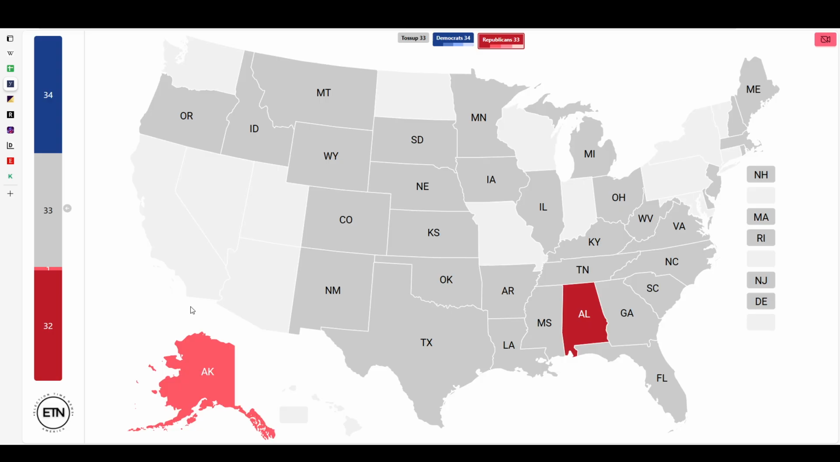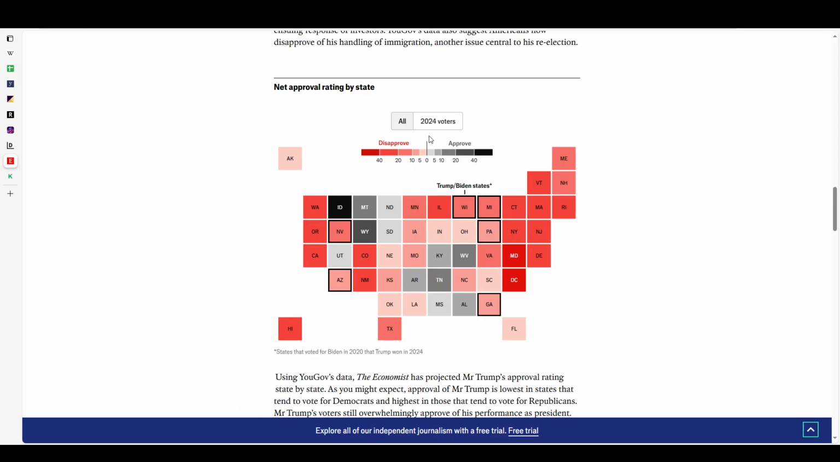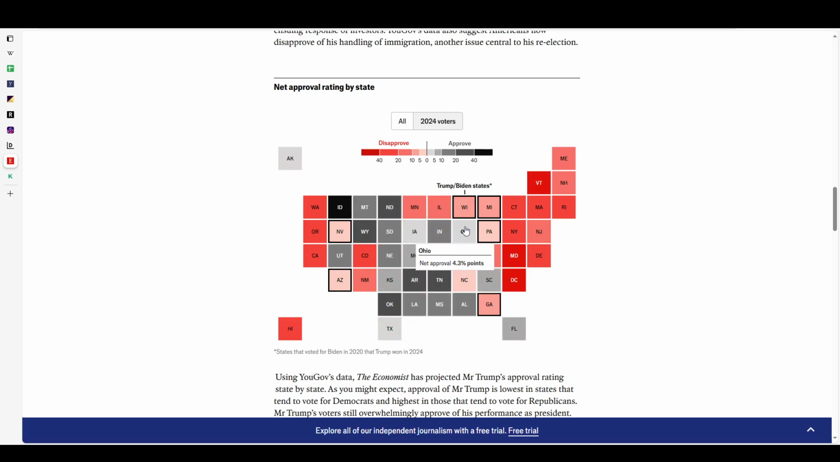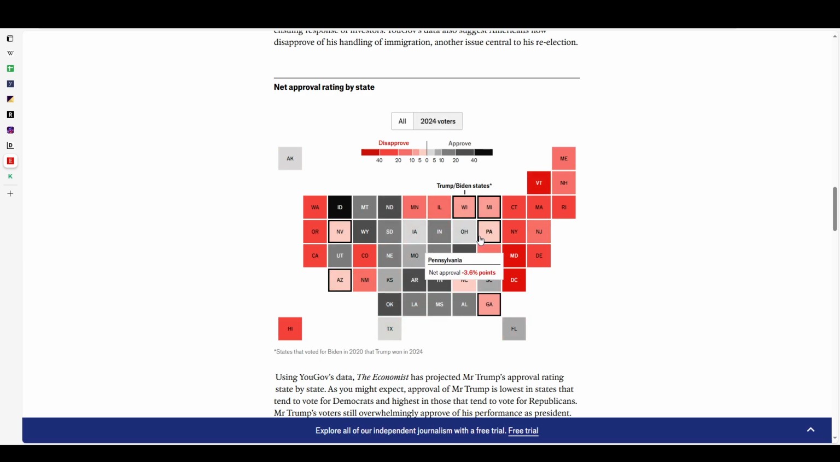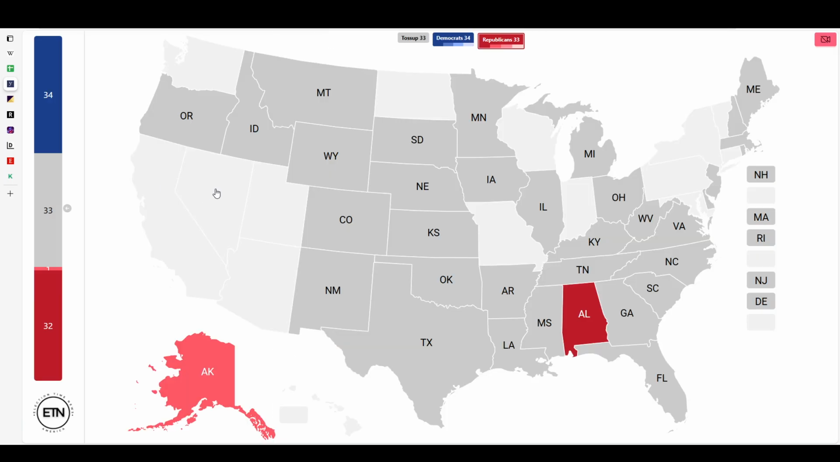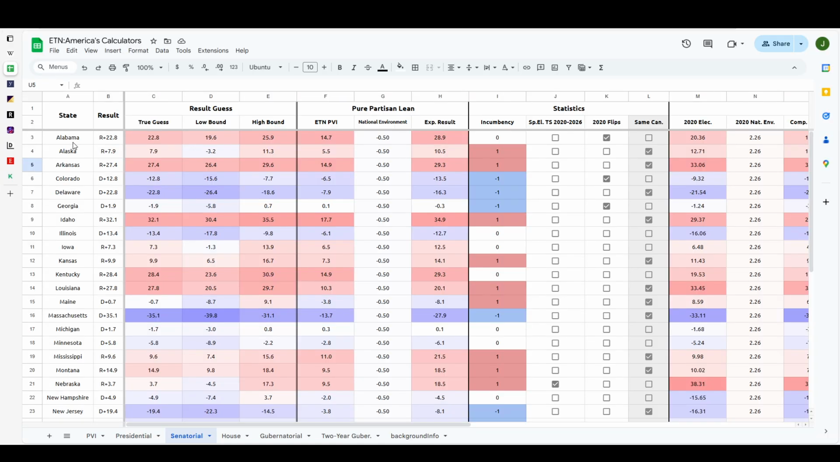It depends entirely on some of the messaging in some of these states, especially with Trump with relatively low approval ratings. So, especially in Ohio, where you have -5, 2024 voters, of course, skewed a bit towards him, but the general consensus is going to be it's based off of messaging for the most part.